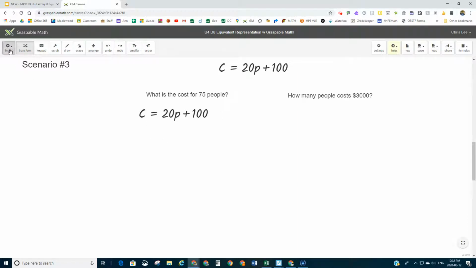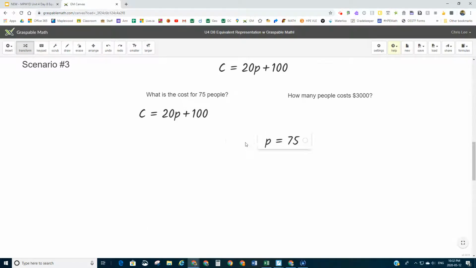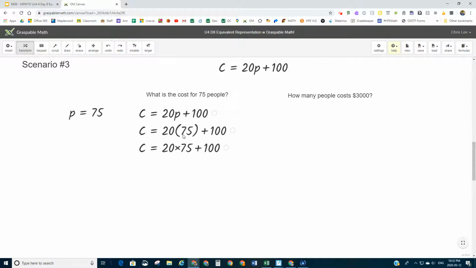Let's go and insert my known value now. I know that P is 75 people in this particular example, so I'm going to get P equals 75. I can now grab P and substitute it in for this. So now it becomes 20 times 75. Graspable Math says that I click on that to say I'm going to multiply. And then remember, I can multiply first and then add to get my answer, which is 1600.